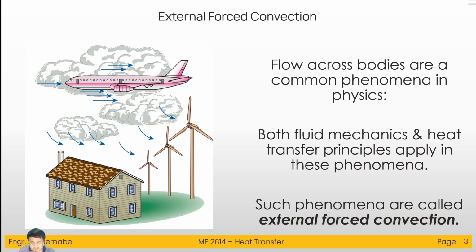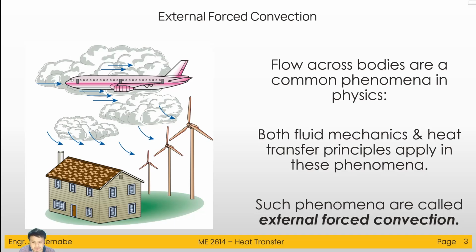The second example is, let's say, a house. We experience this gradual wind blow and it might affect our air conditioners, or the heat that is experienced by the inhabitants of this home.